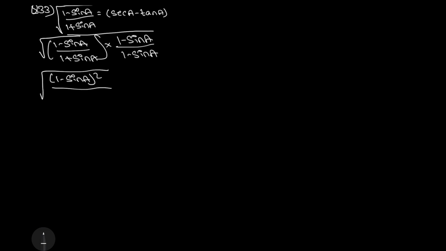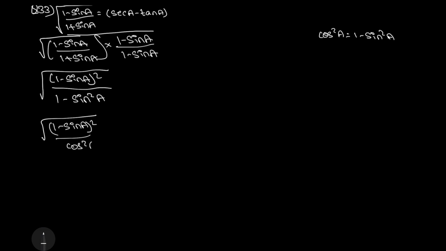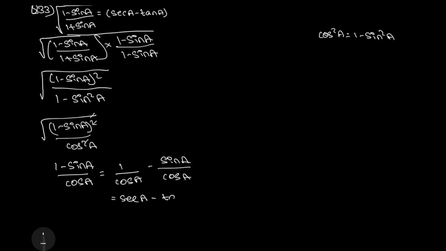whole square. And the denominator is in the form of a plus b into a minus b, which is a square minus b square. And we know our identity that cos square a can be written as 1 minus sin square a. So I'll write this as 1 minus sin a whole square by cos square a. So for the square and root we can calculate this. We'll get it as 1 minus sin a by cos a. So this we can divide into two terms, that is 1 by cos a minus sin a by cos a. And we know inverse of cos is nothing but secant a, and sin by cos is tan.